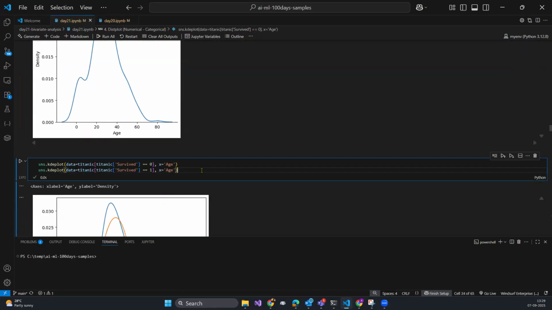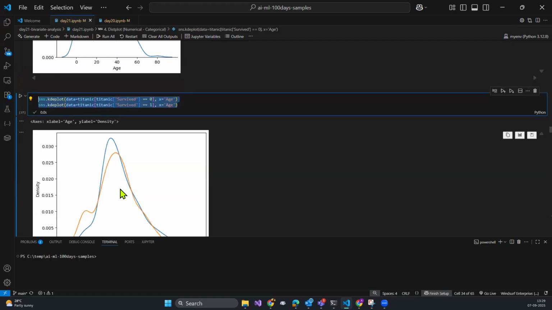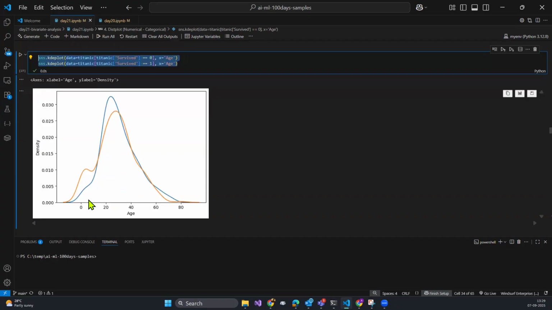And if we would like to combine both, as dist plot is about to deprecate, you can use KDE plot and combine both survived and non-survived, with x-axis age. You should be able to see both graphs altogether again.